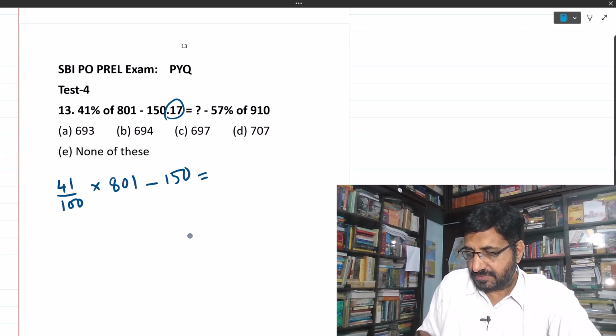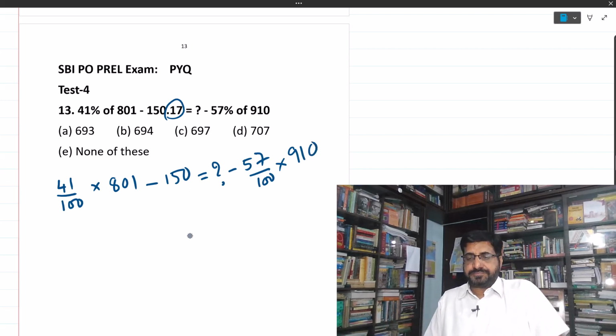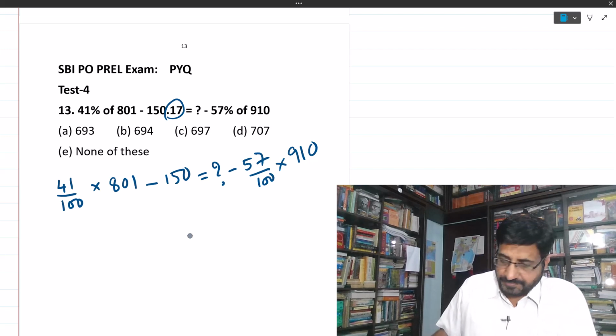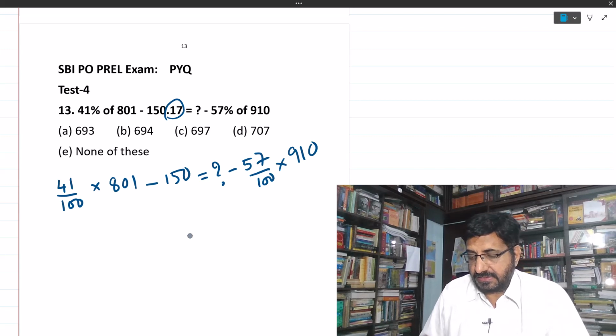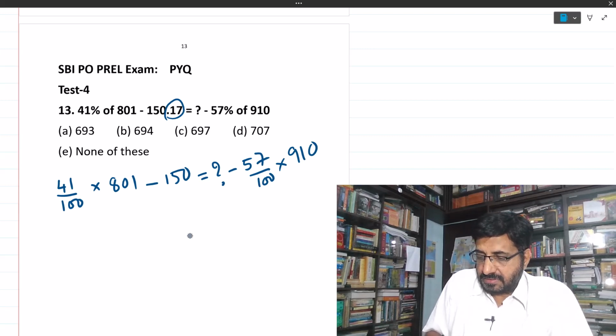This is equal to question mark minus 57% of 910. Fine. Now how to do this? You can multiply this. Regarding the decimal points, you can make this as 1, then you can make this as 8. So this will be 41 into 8.